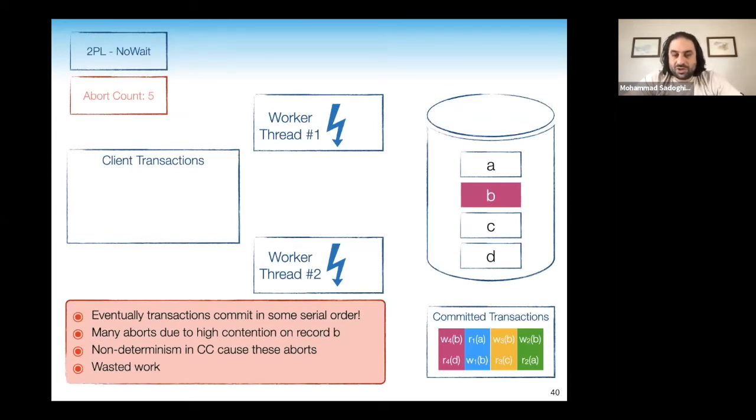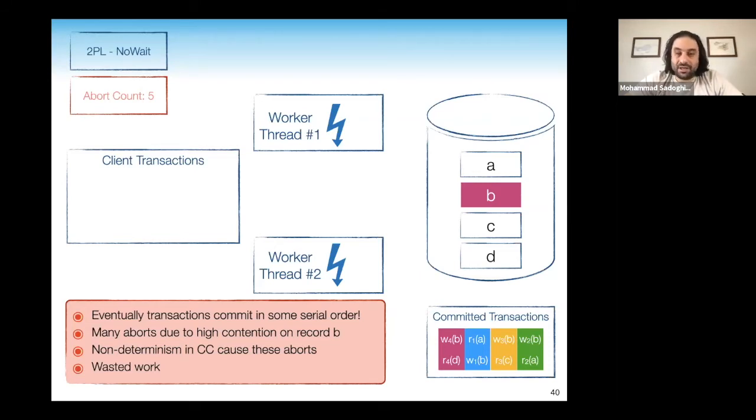In one execution where we get all four transactions to be executed, there are five aborts and four commits. So in total, there were nine attempts, out of which only four succeeded. Eventually, we can say the transactions will commit in some serial order. But if the contention is high, meaning we only have four records that all the transactions were interested in, in fact they were only interested in three of them, there is a lot of potential for aborts.